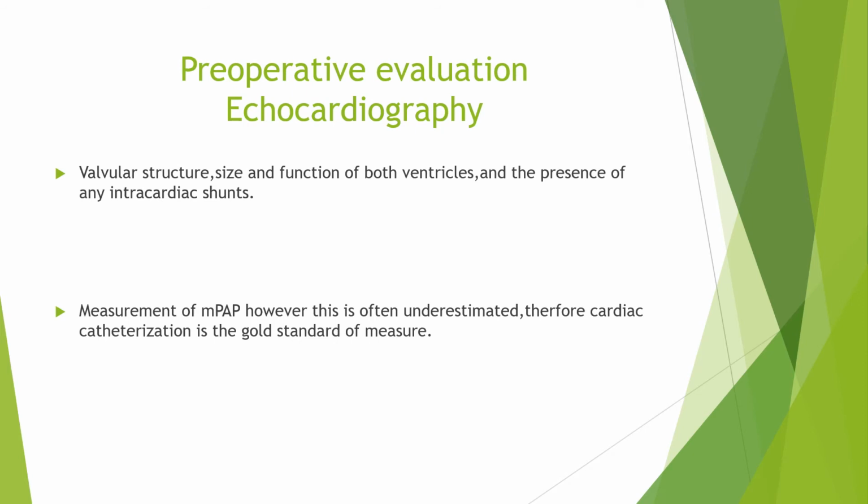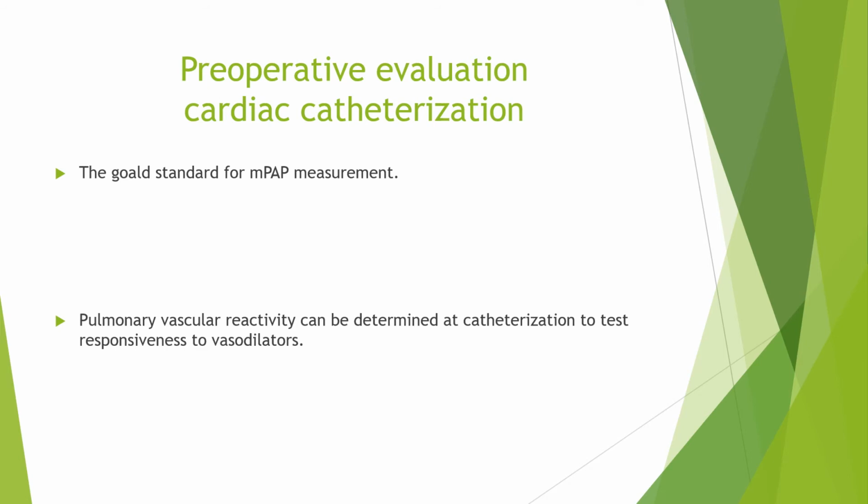In echocardiography, or echo, we see the valvular structure, the size and function of both ventricles, and the presence of intracardiac shunts. However, measurement of mean pulmonary arterial pressure is underestimated, and cardiac catheterization remains the gold standard of its measurement, as we will see later. Cardiac catheterization is the gold standard for mean pulmonary arterial pressure measurement. Another additional benefit: during cardiac catheterization, pulmonary vascular reactivity can be determined to test responsiveness to vasodilators.